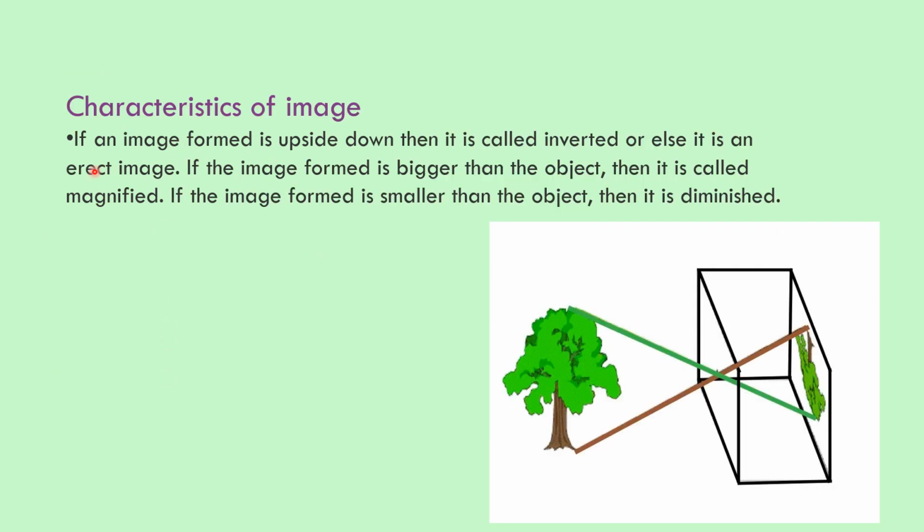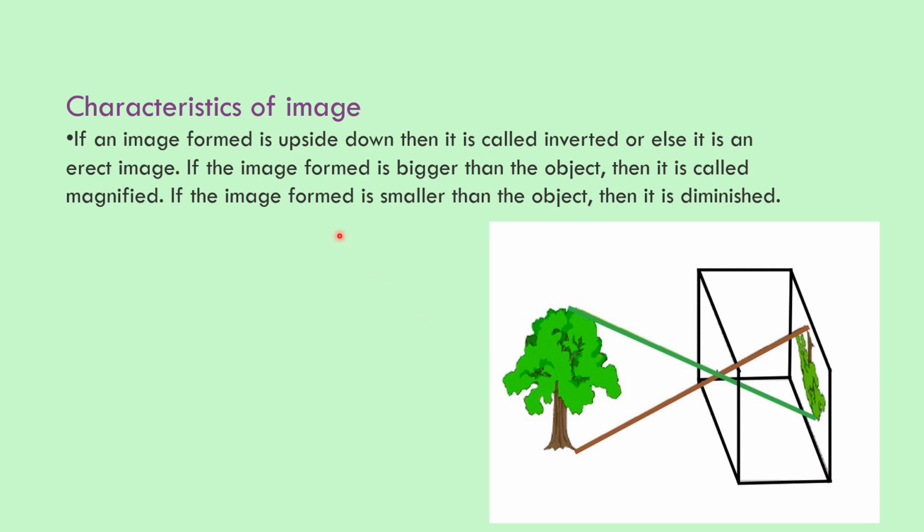Characteristics of images: if an image formed is upside down, then it is called an inverted image, or else it is called an erect image. Here this is an example of an inverted image, because the image becomes upside down. This type of image we will call an inverted image.